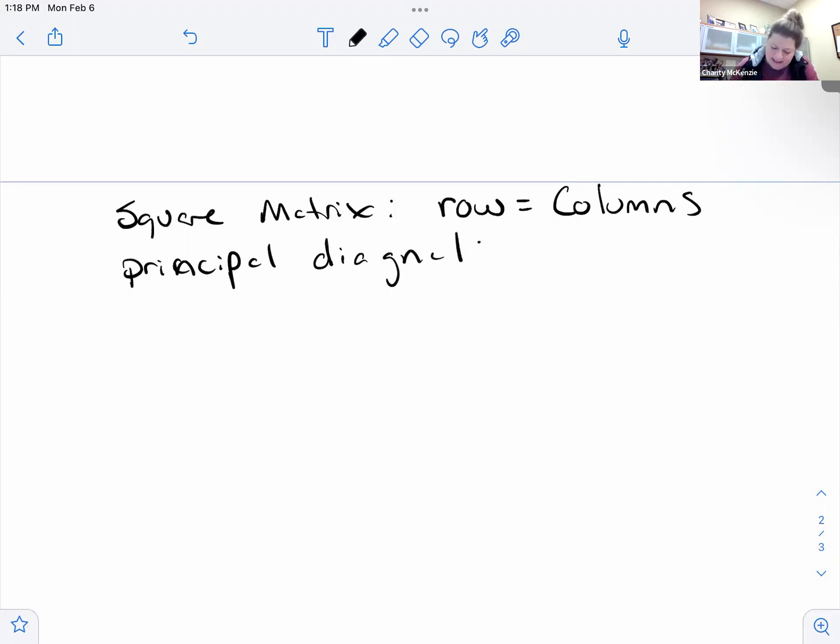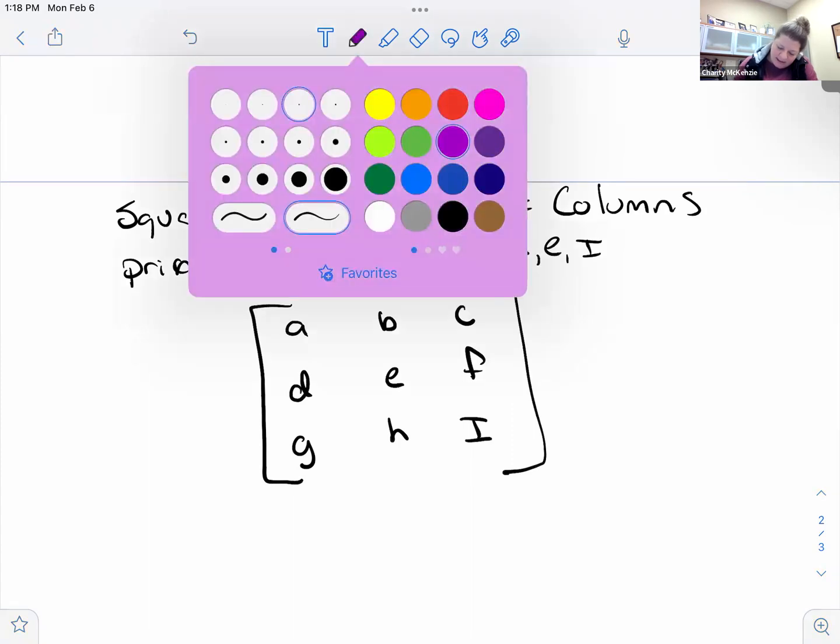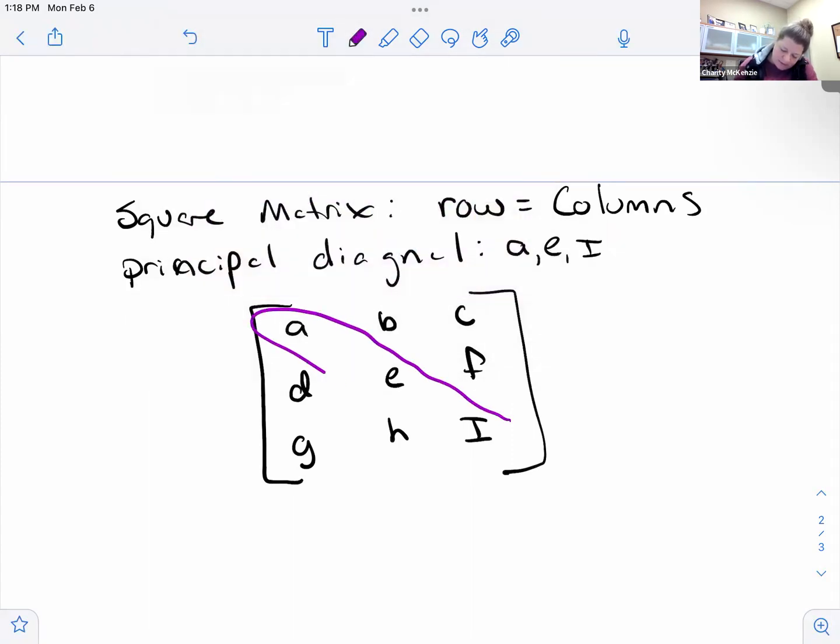Are the numbers in the diagonal. So in my example, they will be A, E, and I. Okay, so let me show what I'm going to have. I'm going to go A, B, C, D, E, F, G, H, I. Okay. So the principal diagonal is this right here, principal diagonal.